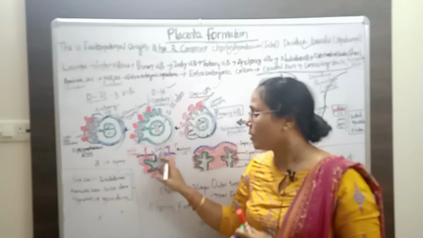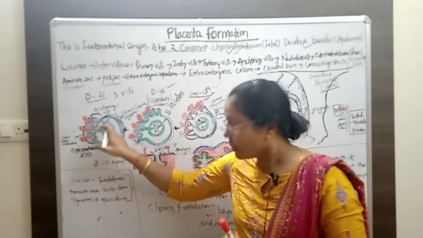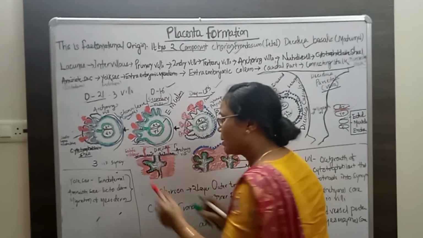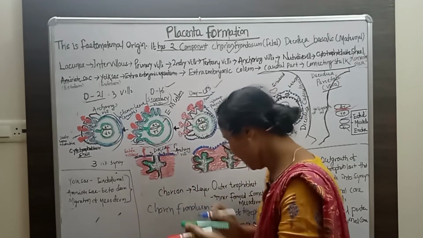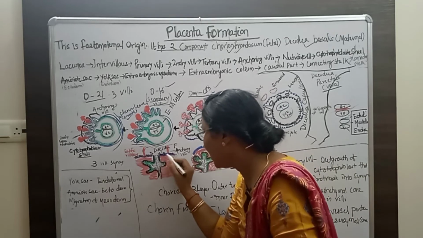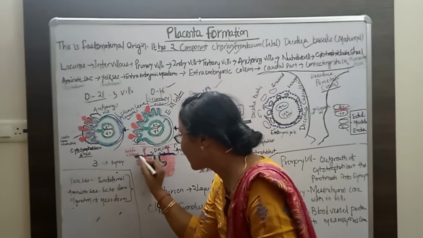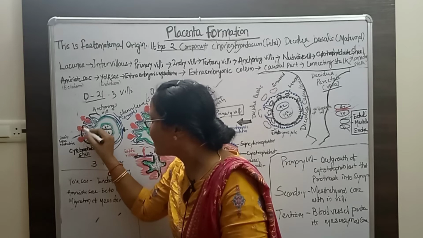So some nutritive villi and a few anchoring villi will be present inside the trophoblast, and later the cytotrophoblast totally covers. It is transversely arranged in the outer line. The cytotrophoblast arranges itself in the outer line and totally forms a cytotrophoblastic shell. Here you see the black one, which is the cytotrophoblastic shell.